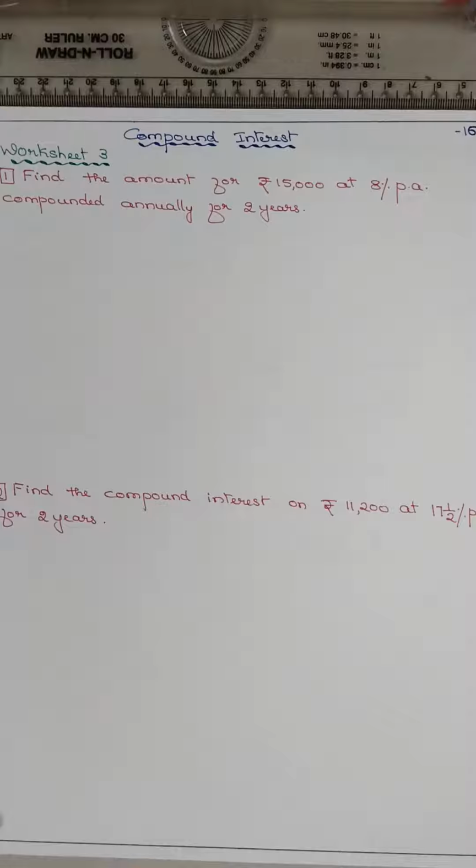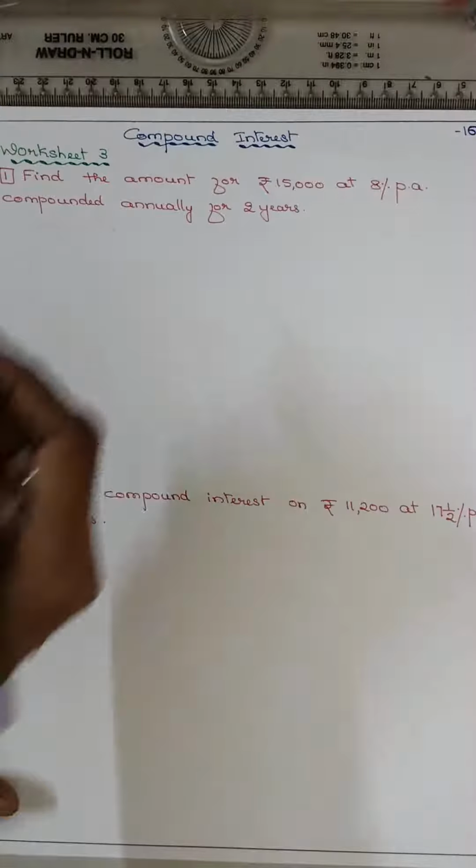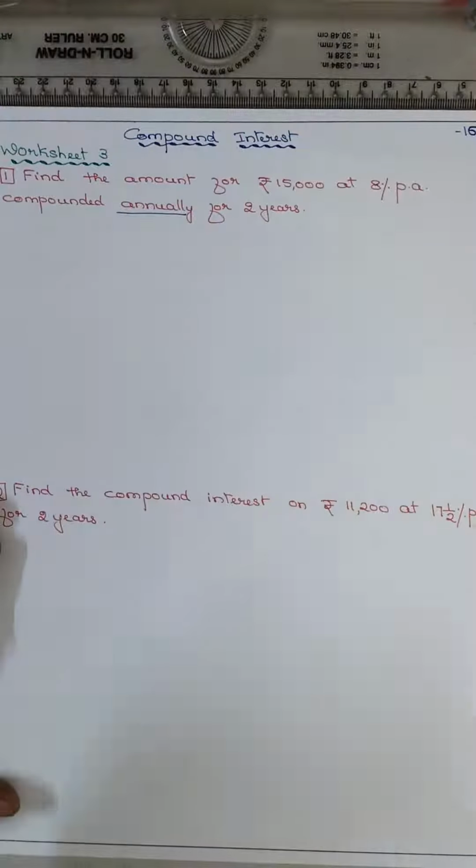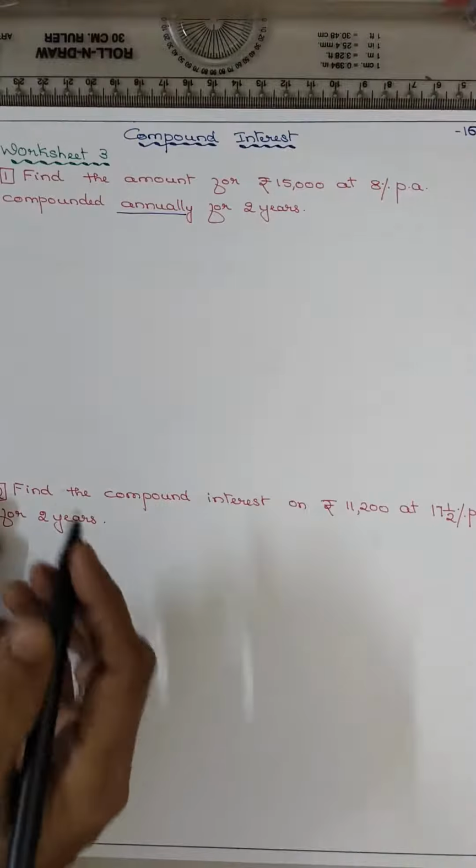We are discussing the lesson compound interest. Now coming to worksheet 3 sums. Question number 1. Find the amount for rupees 15,000 at 8% per annum compounded annually for 2 years. So underline annually. We have to see whether it is annually, half yearly, or quarterly. Isn't it? Examples we have done.